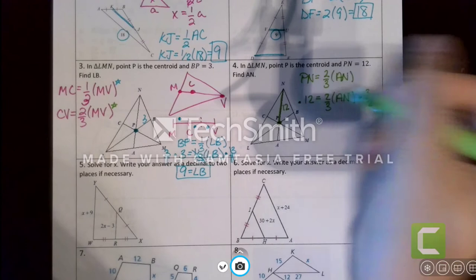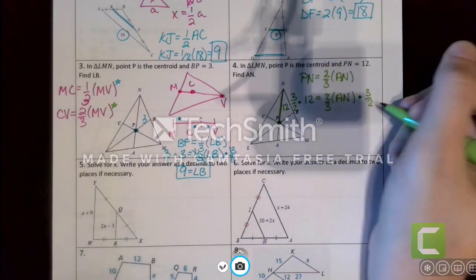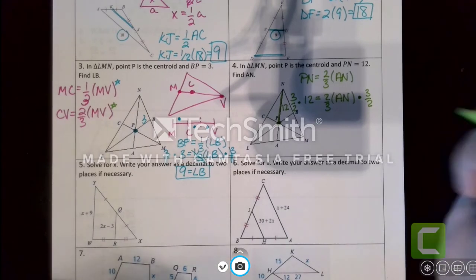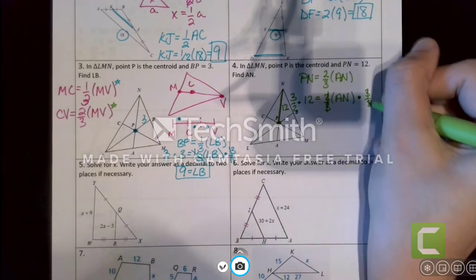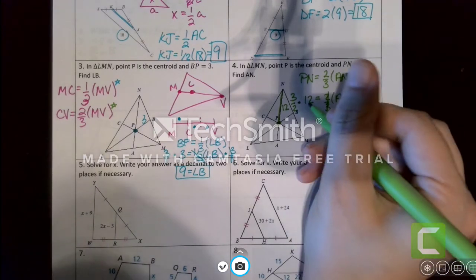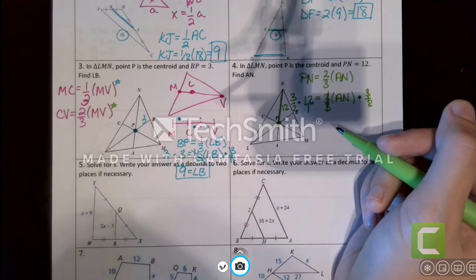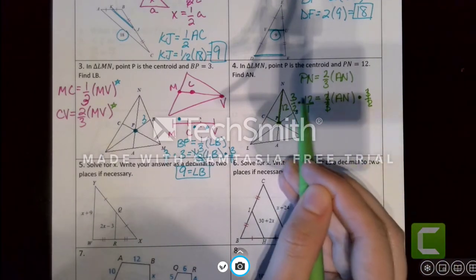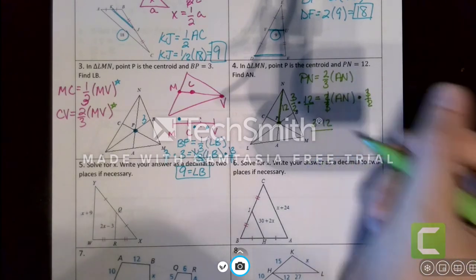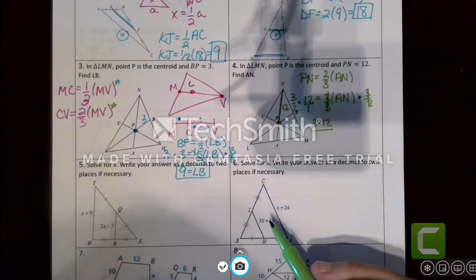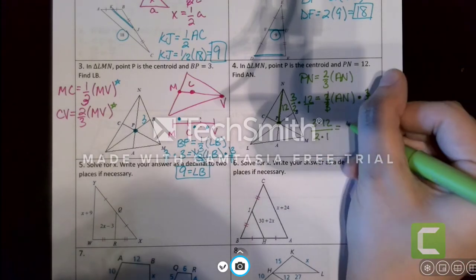So multiply both sides by 3/2. Now, 2/3 multiplied by 3/2 gets rid of it. But since I don't have a 1 underneath, I'm going to multiply straight across, which means I'm multiplying 3 times 12, and I'm multiplying 2 times 1. And all that is equal to AN.